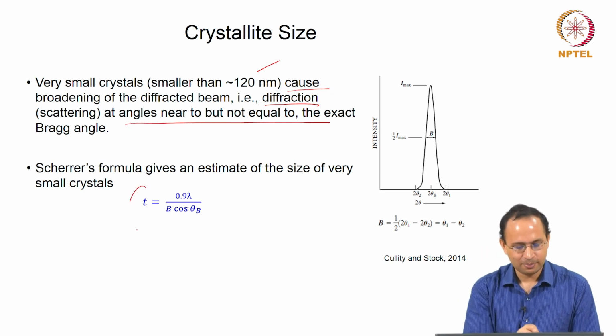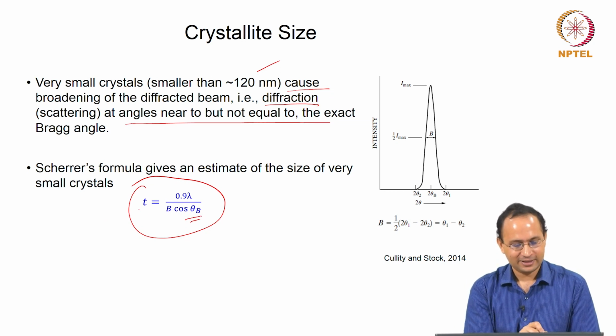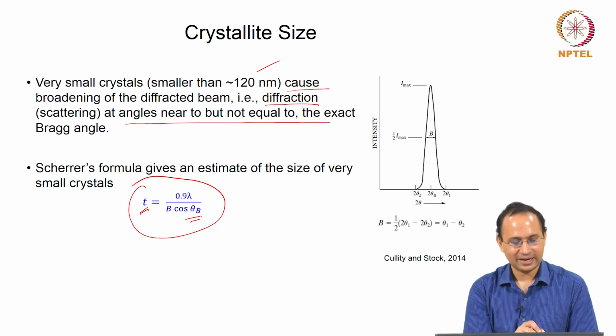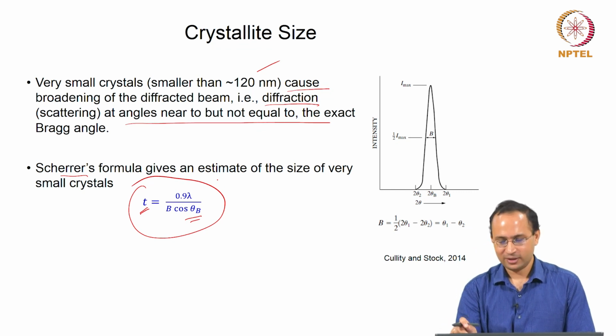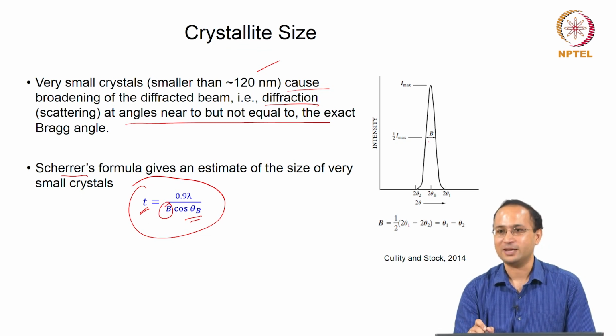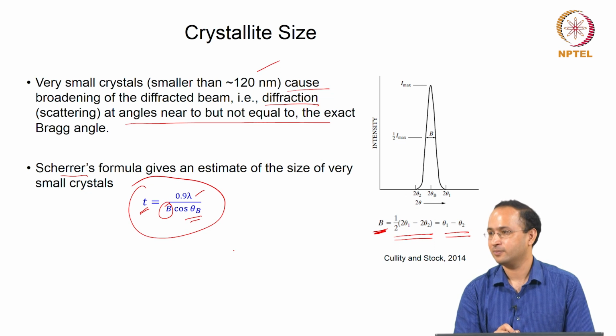This is a simple relation which relates the crystallite size T and the Bragg angle theta B. It is called Scherrer's equation, and gives an estimate of the size of very small crystals. Here, what do you need to know? You need to know B. B is the FWHM. You know B, you know theta B, you know lambda, so you can calculate the crystallite size.